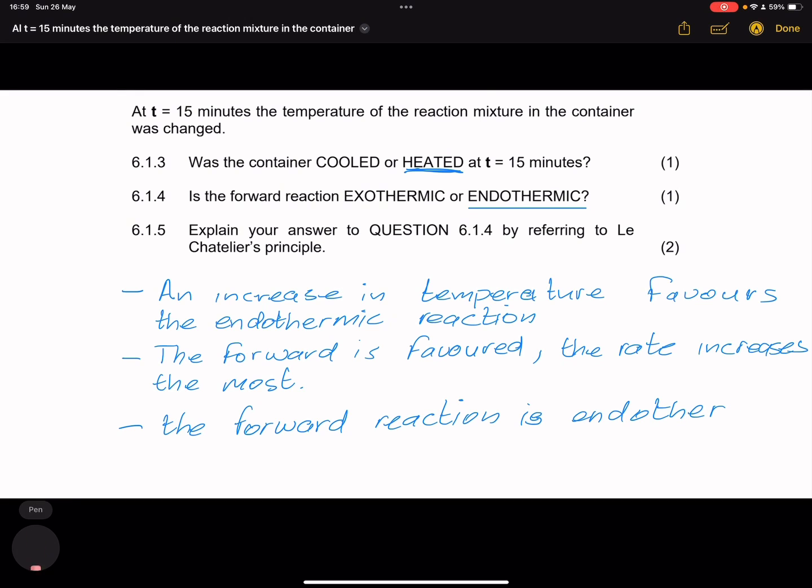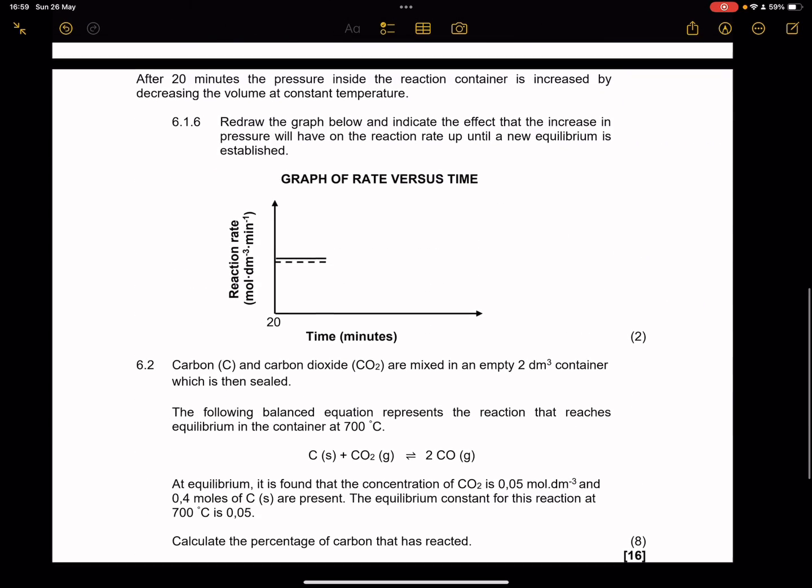Apologies about this terrible handwriting. Okay, right. My handwriting has mood swings sometimes. Right, so that is really how we're going to explain it, ladies and gents. All right, let's go to the next portion.